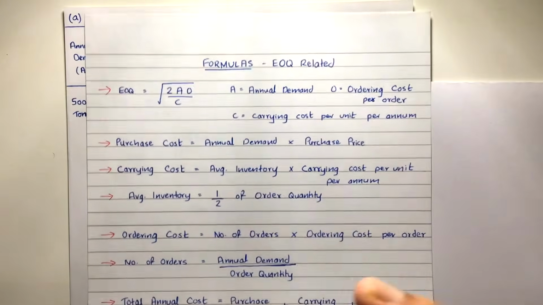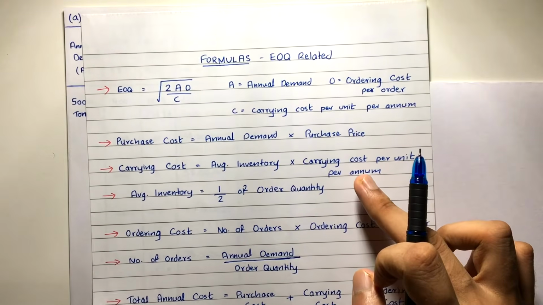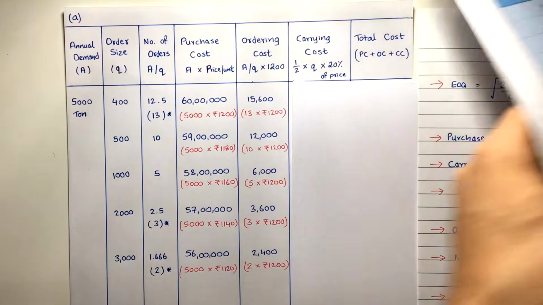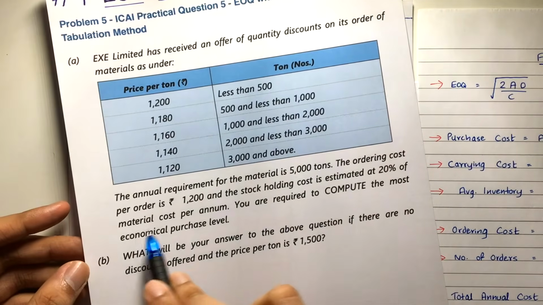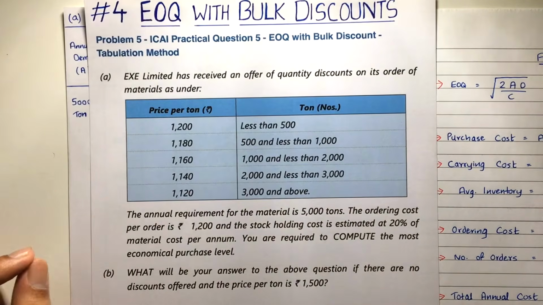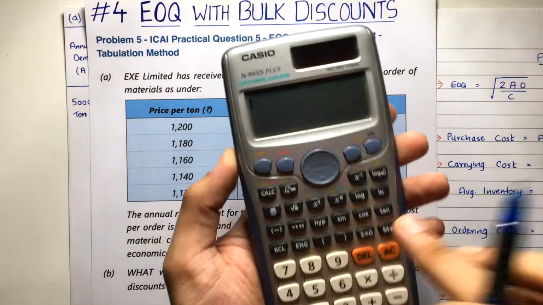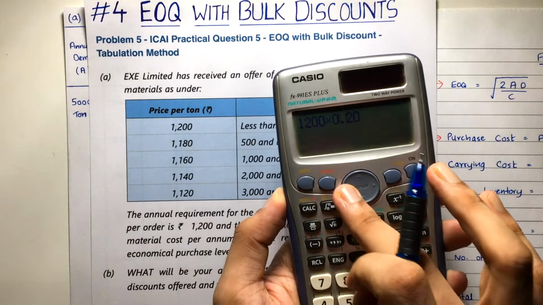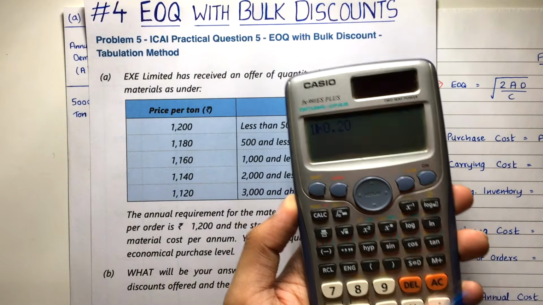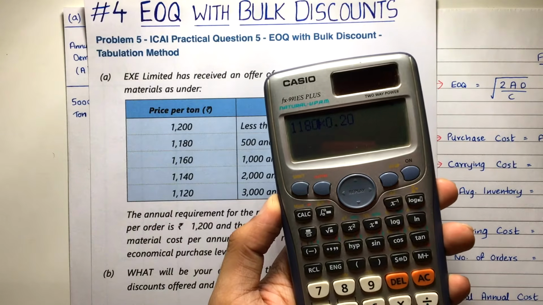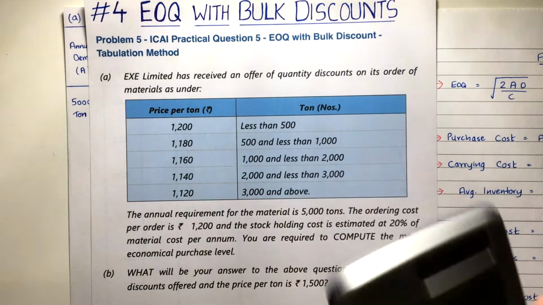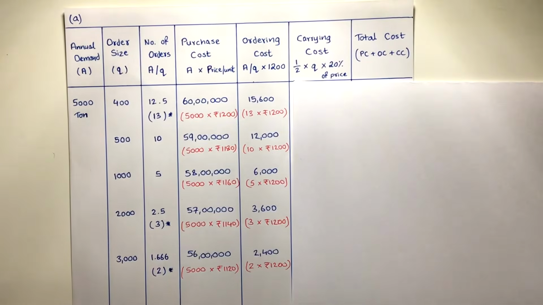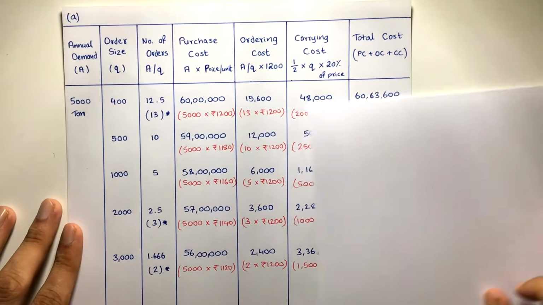Is it clear? So you have to take the average inventory and multiply it with carrying cost per unit per annum. How will we get carrying cost per unit per annum? The question has told you it's 20% of material cost per annum. So 20% of 1200, of the first level I'm talking about, 1200 into 20%, that's 240. And then for the second level, 1180, it will be 236, and so on. Like that you have to calculate. So now let me show you the column of carrying cost. It's really simple.